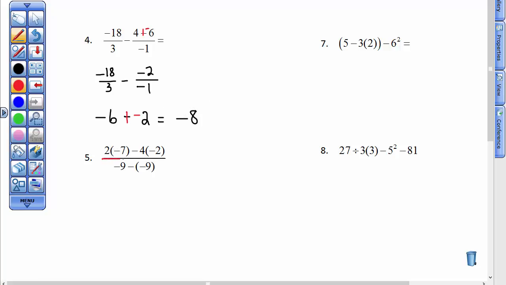Number 5, like a previous problem, we must do what's in that numerator before we try to divide it by what's in the denominator. So in the numerator, working from left to right, we would multiply first, and then, yes, this reads -4 times a -2. I'm going to go ahead and do the 4 times a -2 as well. So 2 times a -7 is a -14, and then I want to subtract 4 times a -2, which is a -8, all over this -9 minus a -9.